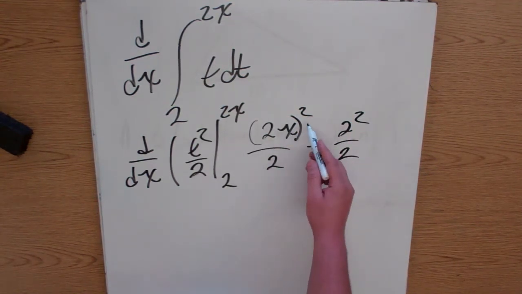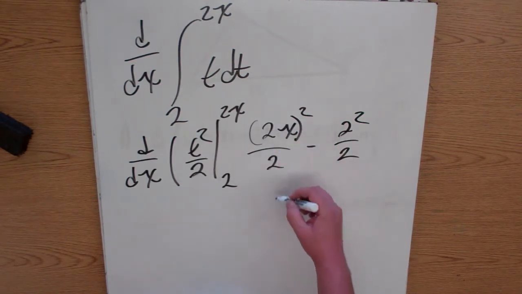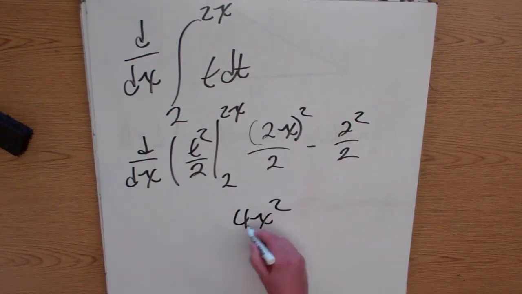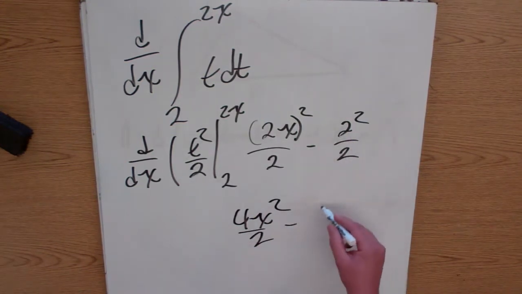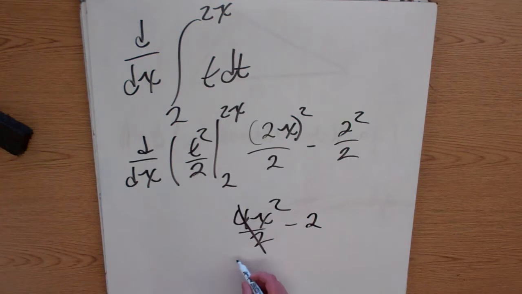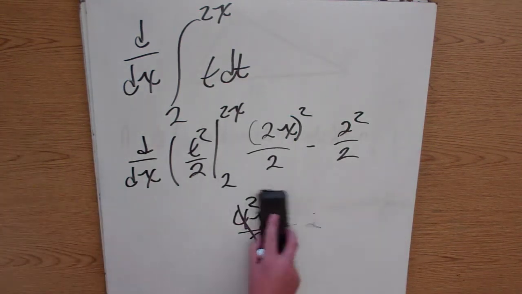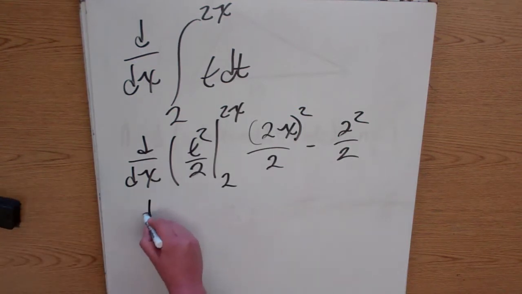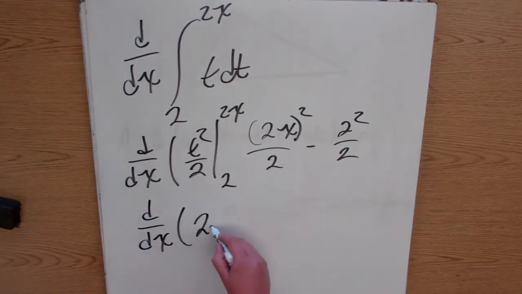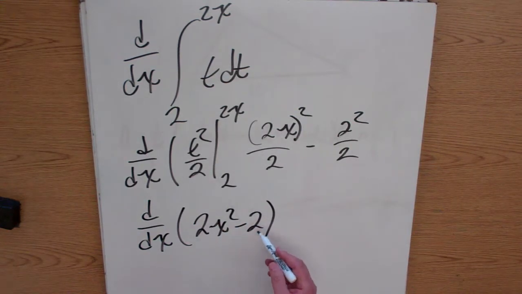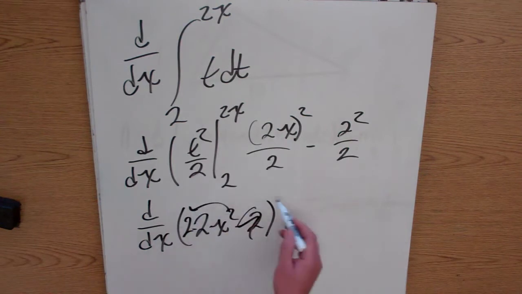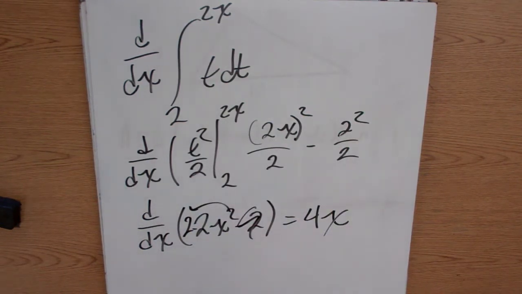When you square this, you get 4x squared over 2, minus 2 squared, which is 4, divided by 2, which is 2. The 4x squared over 2 cancels out to 2x squared, so we have 2x squared minus 2, and now we're going to take the derivative of that. The derivative of 2x squared minus 2, and of course the constant is gone, you take the 2 times that, so this is 4x.